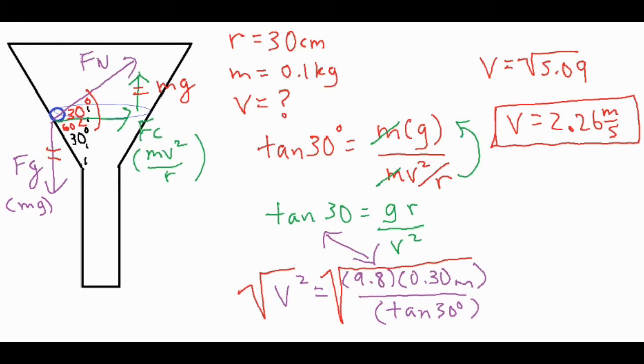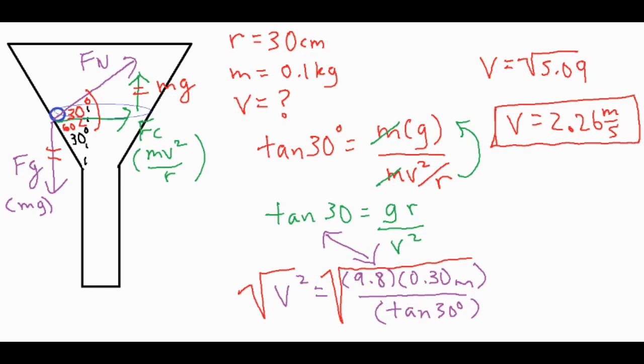All right, so we plugged in our number values. We have the g value of 9.8. Our radius is 30 centimeters. So when you divide that by 100, that comes up to 0.30 meters. And then we cross multiplied the v squared and the tangent of 30, so we have tangent of 30 in the denominator. And then we got v equal to the square root of 5.09 once we square rooted both sides. And then we end up with a velocity of 2.26 meters per second.